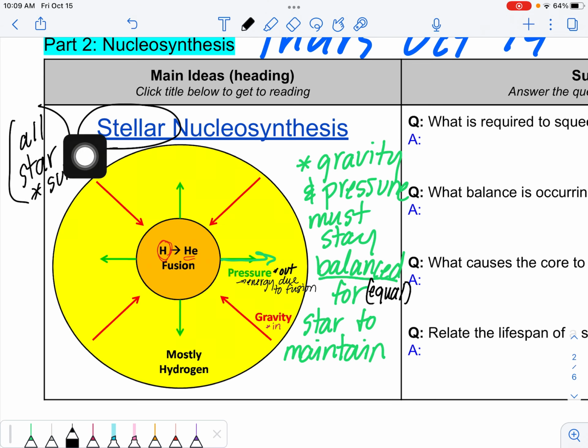So again, our sun is in this stage right now. It's been burning hydrogen from its outer layers for 5 billion years, and it will continue to burn hydrogen for 5 billion years. That's how much fuel it has left.